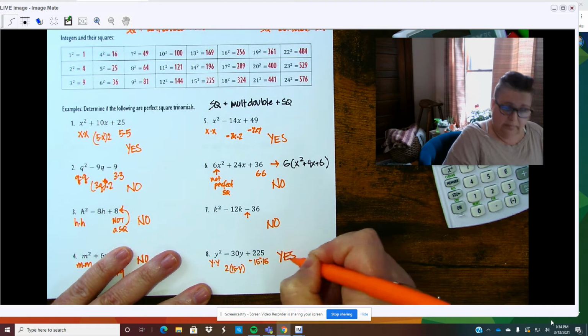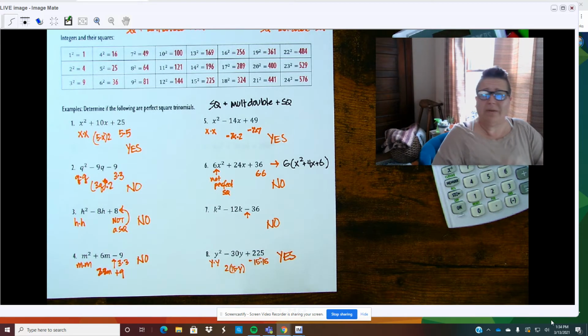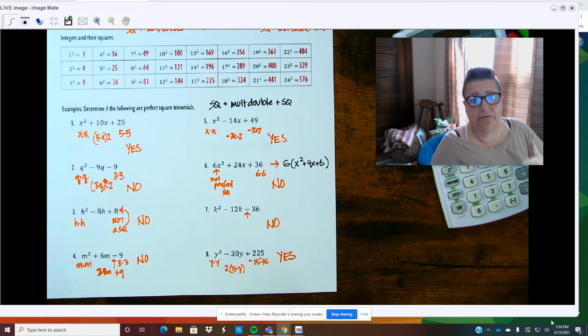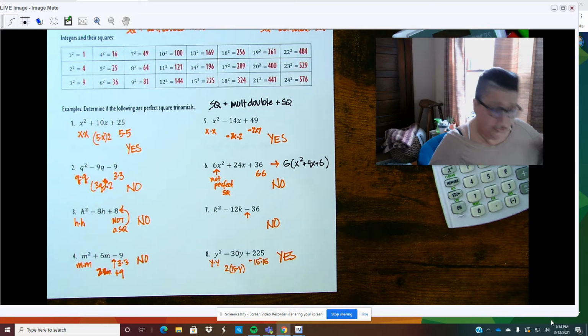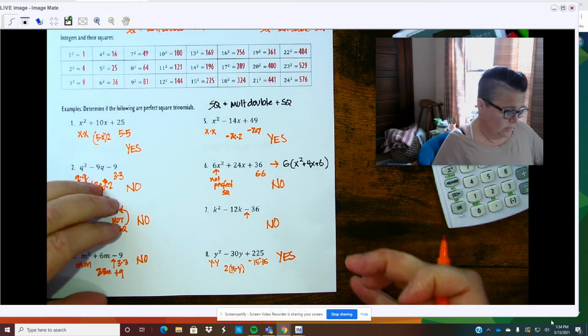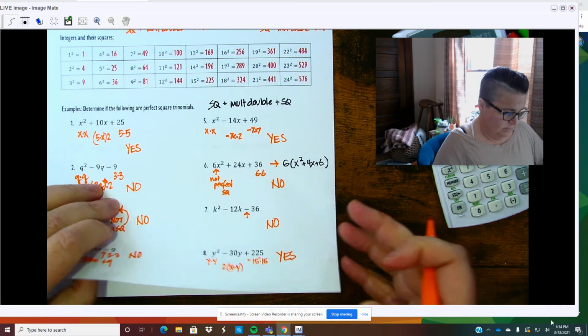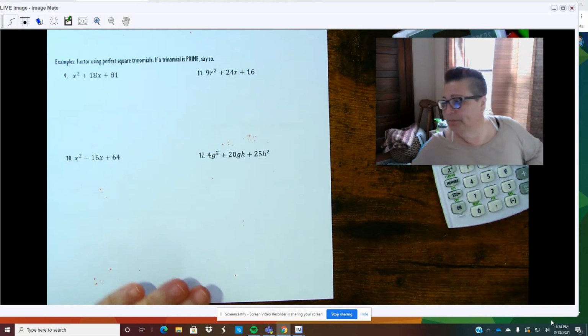We haven't even talked about how to put those factors back in, but I just wanted you to see a little bit of practice about determining whether or not it is a perfect square trinomial. All right, so how do we use that to factor?